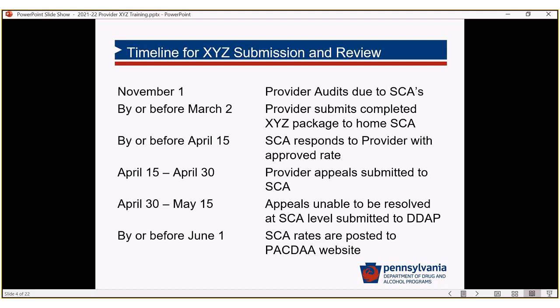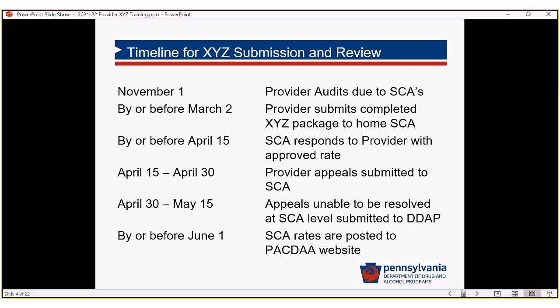So between November and the beginning of March, the SCAs are taking a look at those audits and going through those for informational purposes. And a couple of things are also happening at that time. DDAP is taking a look at the XYZ packet to make sure we have it current and talk to our group internally and externally to make sure that there's nothing that needs to be updated, and if so, we make those updates and try to get the package out to you by December to January, so that you have enough time to complete it and submit it by or before March 2nd.